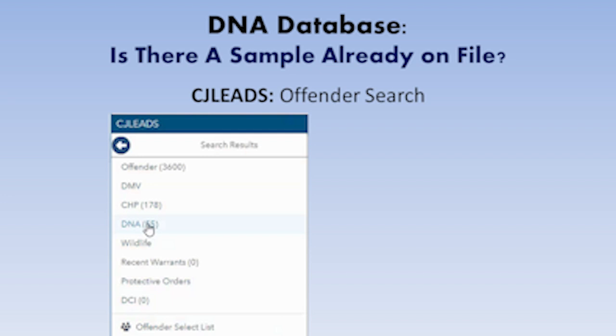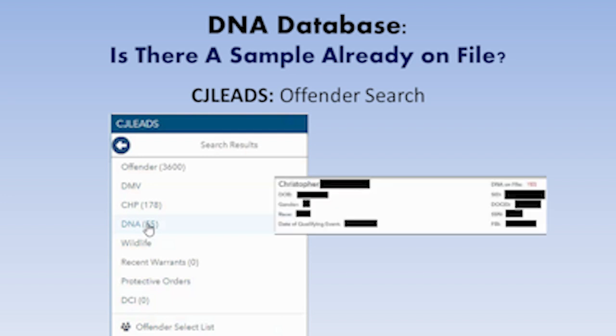When you search for the offender, a tab on the left side of the screen will show DNA and it will have a number next to it. You can look through the results to find the subject of interest. If there is DNA on file, a yes indicator will be present.